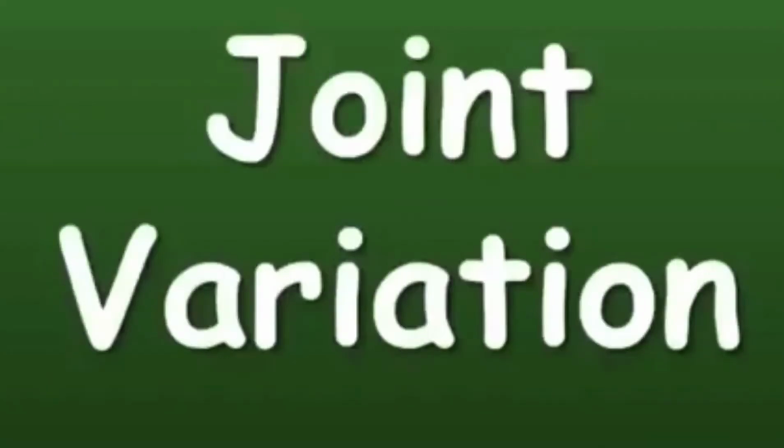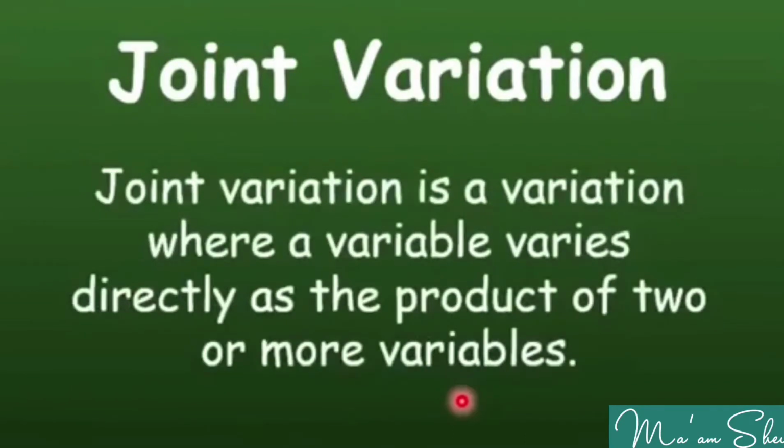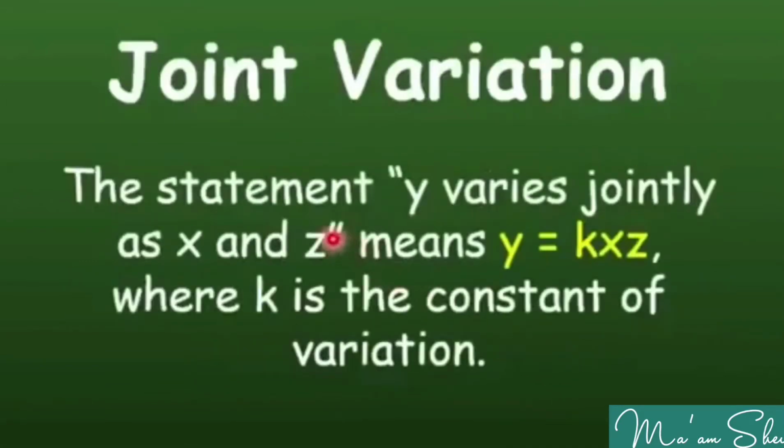For today's video, let us discuss joint variation. What is a joint variation? It is a variation where a variable varies directly as a product of two or more variables. So kagaya lamang ito ng direct variation, but instead, ito ay product ng two or more variables. The statement y varies jointly as x and z means y is equal to k times x times z.